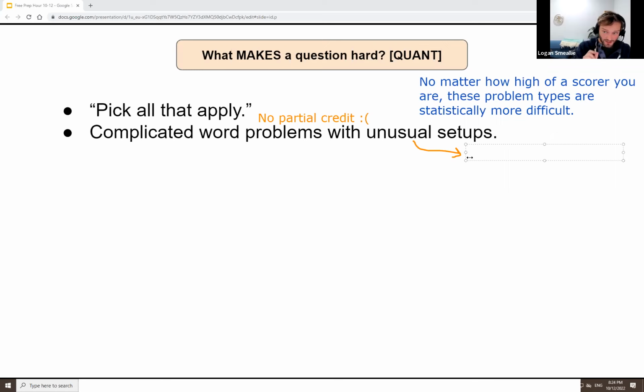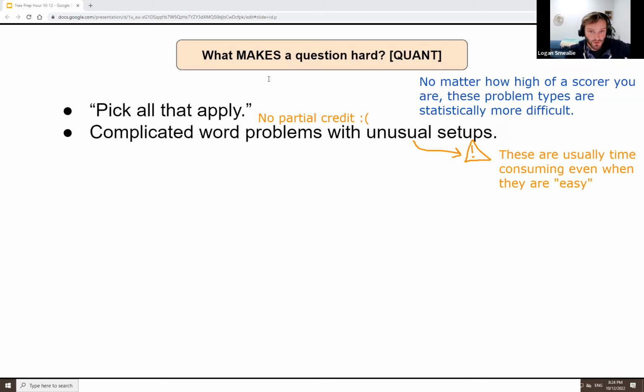But what really makes these scary, the reason why these get a big old caution sign from me, and why I think word problems are kind of a common place where things go wrong, is that these are usually time-consuming, even when they are easy. Even when it's an easy version of a complicated word problem, it's probably going to take a while to do it, and that makes it risky.